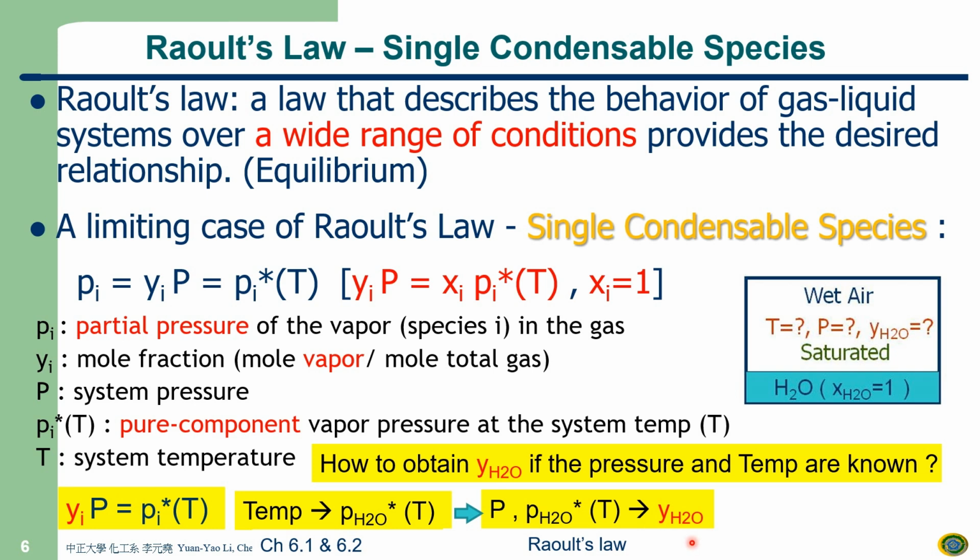Dalton's law. By Dalton's law, once you have the molar fraction and the total pressure, you can get the partial pressure of H2O in this system. So there are 4 parameters you need to know: temperature, pressure, molar fraction, and partial pressure in the gas phase.